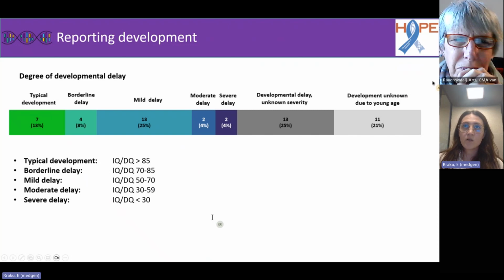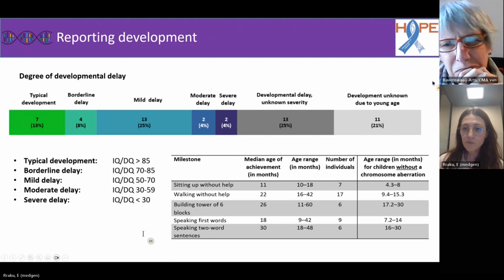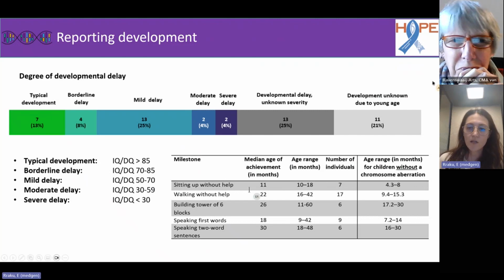While for the age at which milestones were reached, a table was preferred, and this table provides the median age at which the different milestones were reached. Of course, an explanation of the table will also be provided with information like what the median is and what age range it indicates, and we have also included a reference range for children without a chromosome aberration, so that you can compare. And this was done after the suggestion of a parent. Now, this is the way the information on development will be provided on the website.